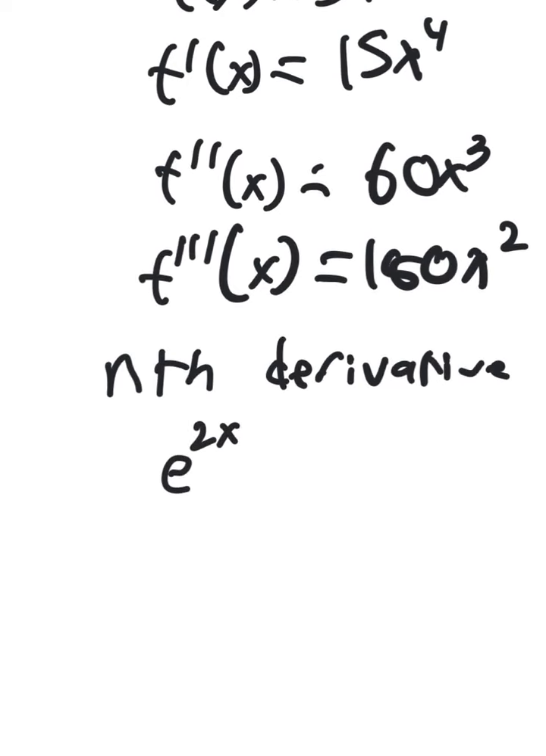The way that you go about doing something like this is you first start by taking the derivative once and seeing what happens. The derivative of e to the something is just e to the something. Then you multiply by the derivative of that something because of the chain rule. So the derivative of 2x is just 2. So now your derivative is 2e to the 2x.